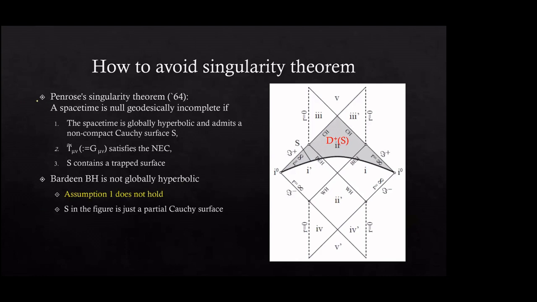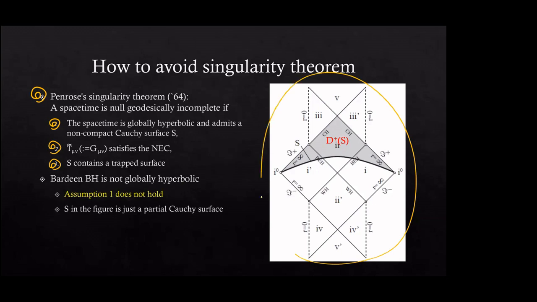So here is the claim of Penrose's singularity theorem. The space-time is null-geodesically incomplete under 3 assumptions. The first assumption is that the space-time is globally hyperbolic and admits a non-compact Cauchy surface S. The second assumption is that the matter satisfies the null energy condition. And the last assumption is that S contains a trapped surface.